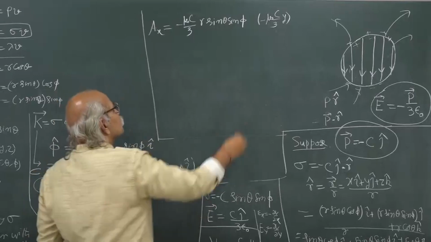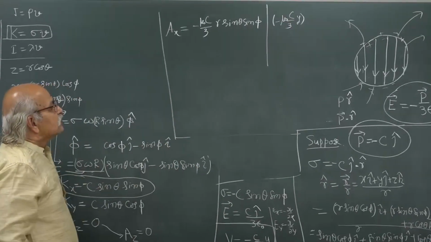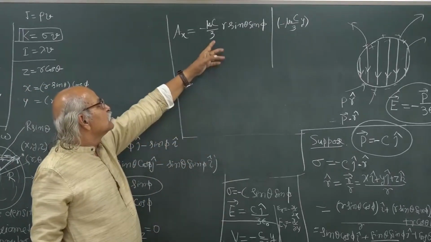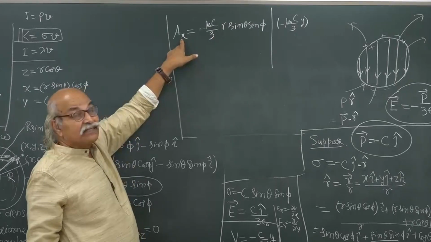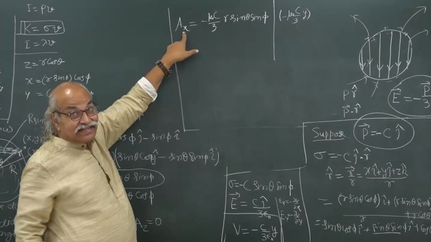So, in Cartesian coordinates, if you write, it is this. In spherical coordinates, you write this, but remember, this is the x component, a x. So, we are using Cartesian components.